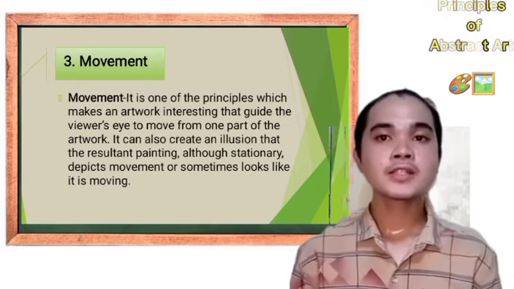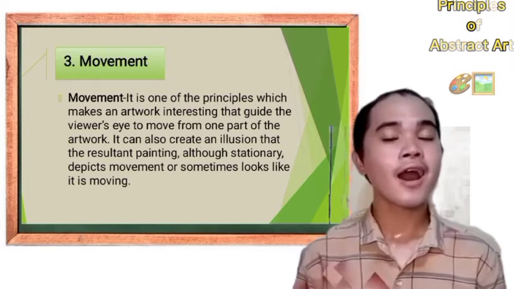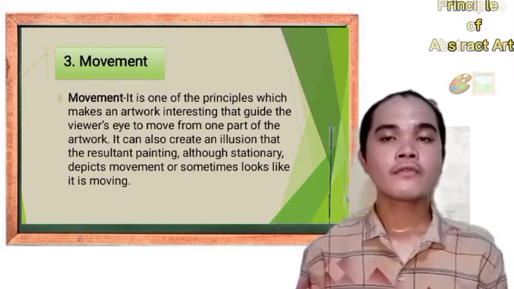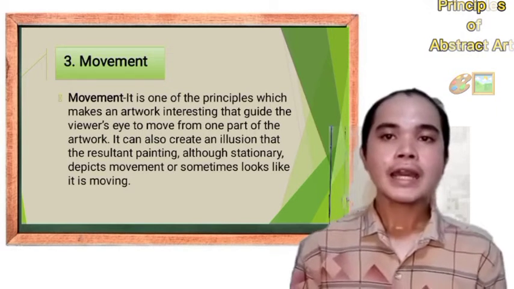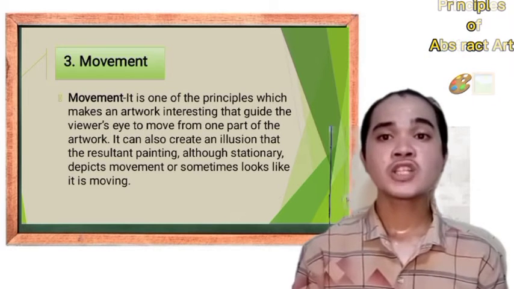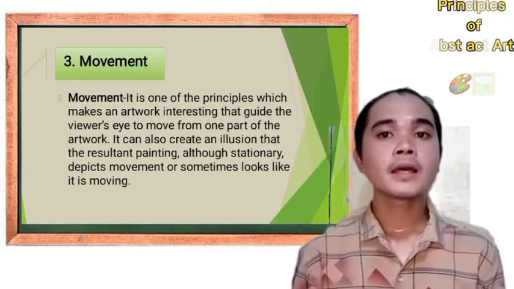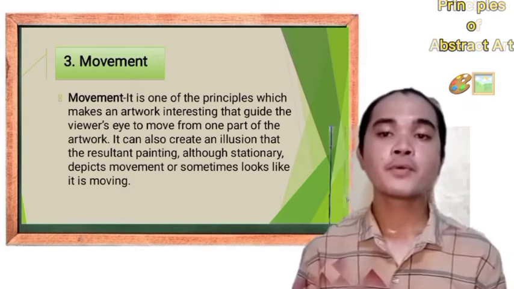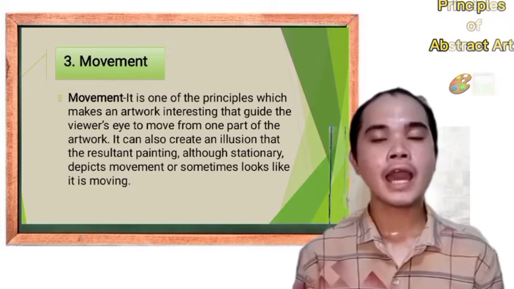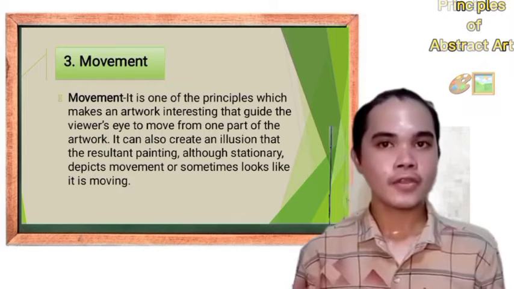Then we have the third principle, which is movement. It is one of the principles which makes an artwork interesting, guiding the viewer's eyes to move from one part of the artwork to another. It can also create the illusion that the resulting painting, although stationary, depicts movement or sometimes looks like it is moving. Movement gives life to the artwork by drawing and pushing attention from one part of the painting to another.